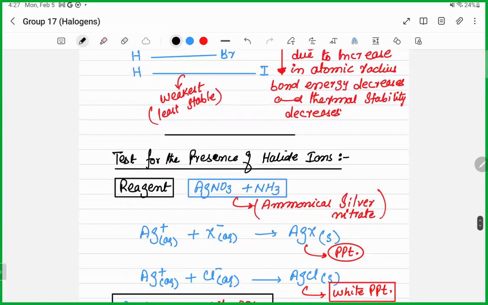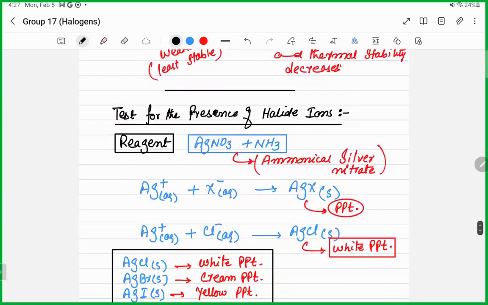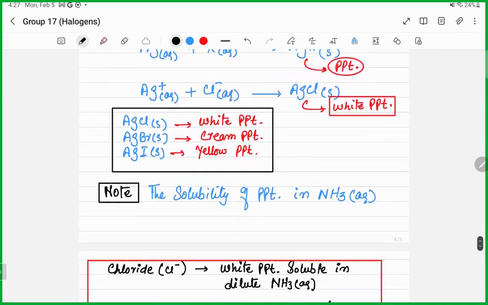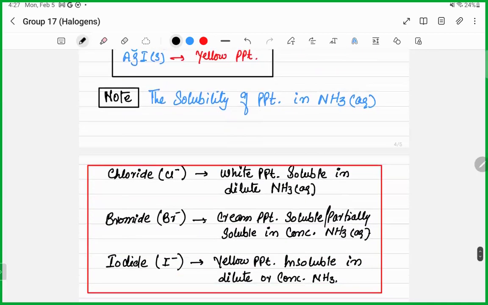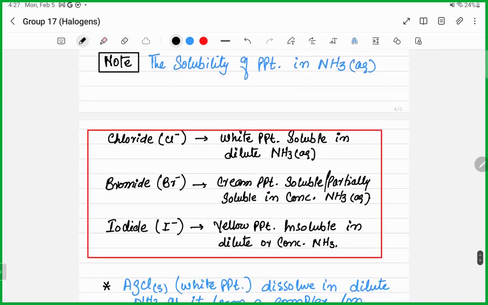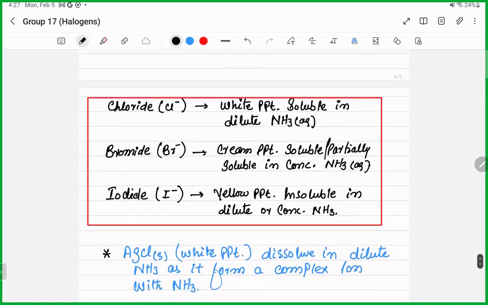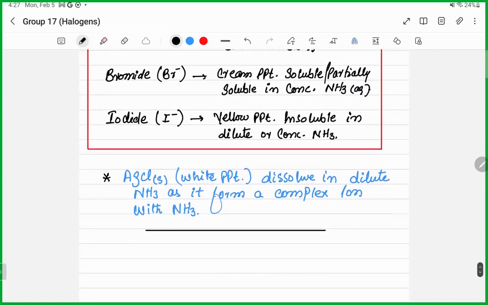ठीक है? And then the test for the presence of halide ion, जो भी हमने सबसे last में cover किया है. So make sure you know the color and the solubility of these precipitate. ठीक है? तो ये आपको कम से कम ये table याद होना चाहिए. And the last thing जिसकी detail हमें करने की जरूरत नहीं है कि why any silver halide precipitate dissolves, because they form a complex ion with ammonia.